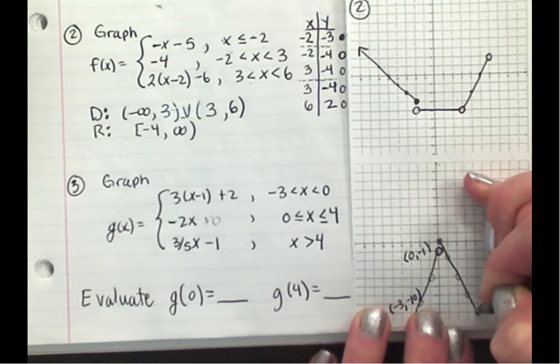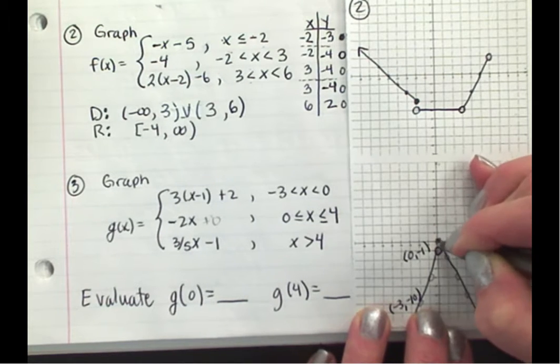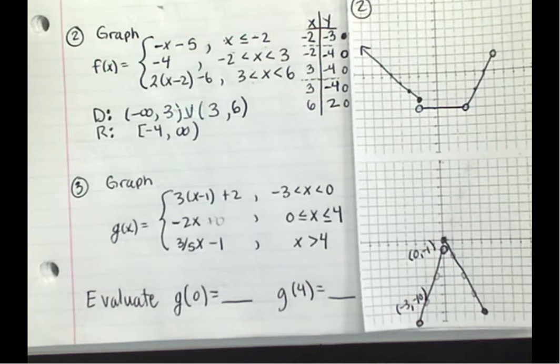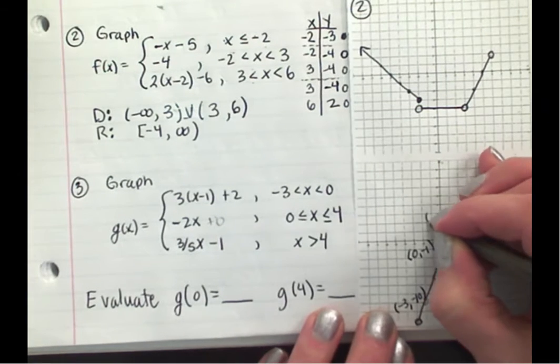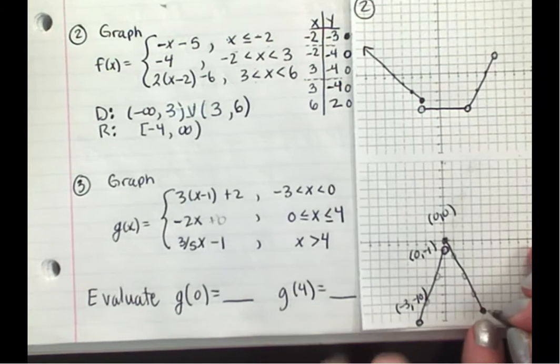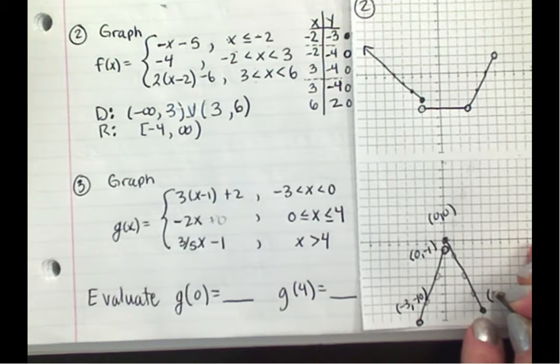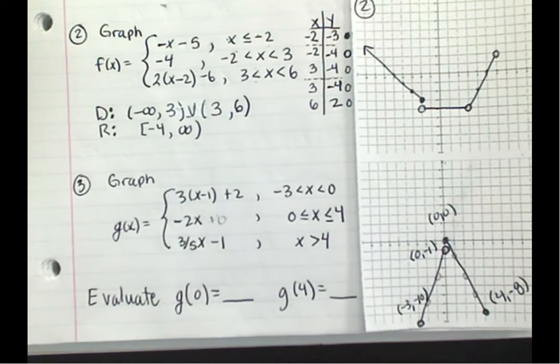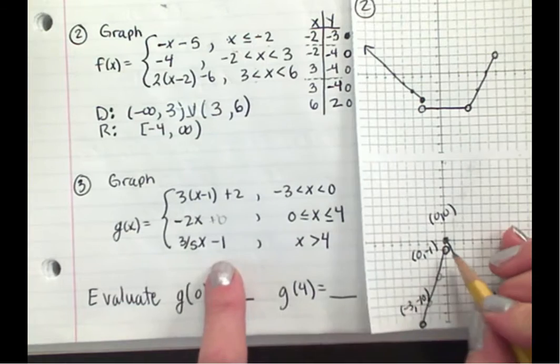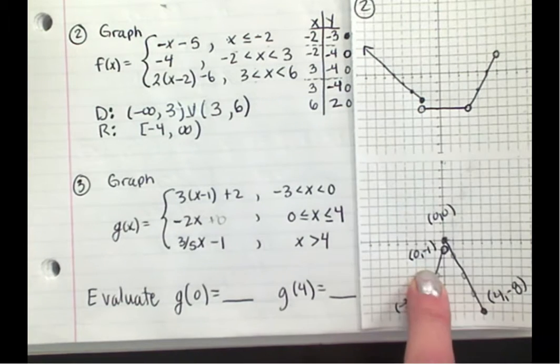This is why we review equations of lines first, because you don't have to plot points, but they do need to be accurate. And so this one is 0, 0. And this one is 4, -8. Oh, okay. 3/5 x minus 1. -1 is down here.